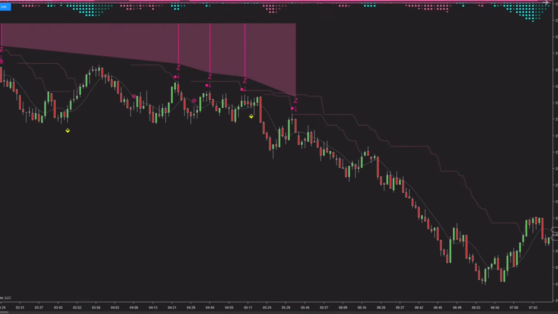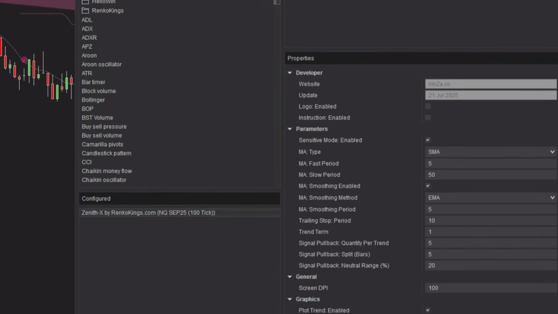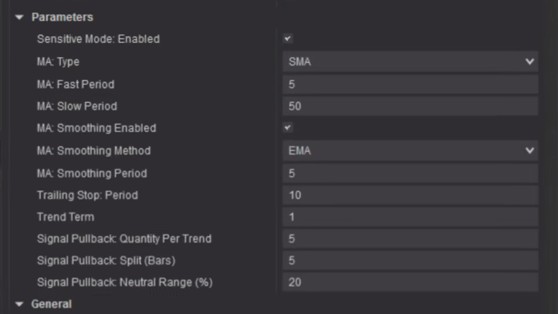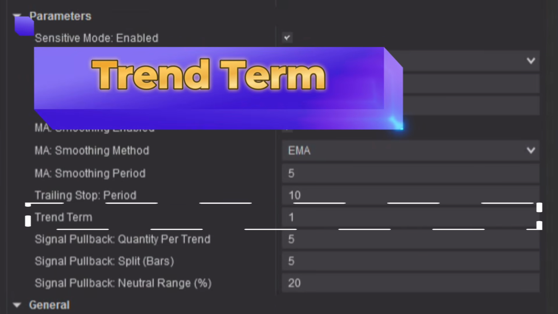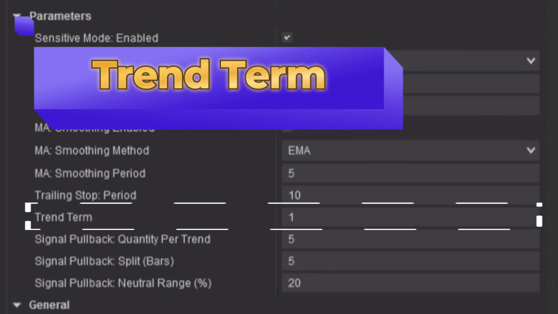And this is the important part, one that I believe many of you have been wondering about. How do we know which time frame the system uses to calculate momentum for identifying the trend? The answer lies entirely in a single parameter called trend term.